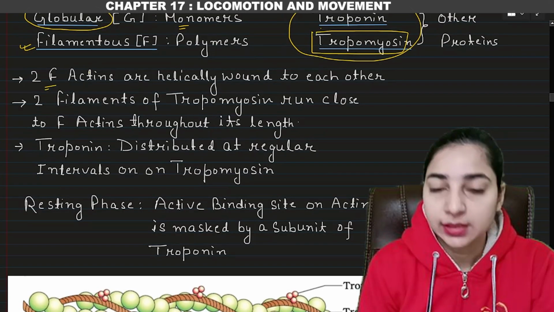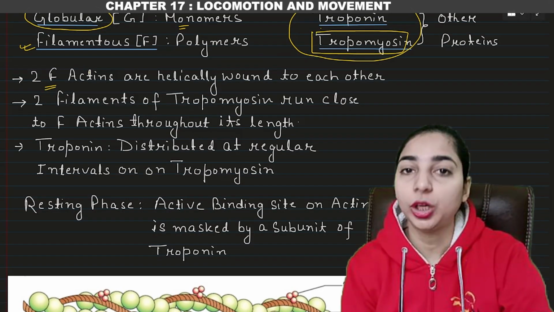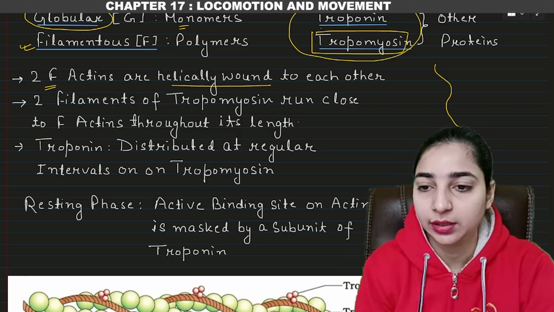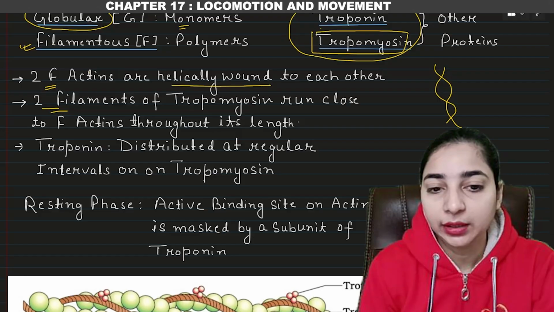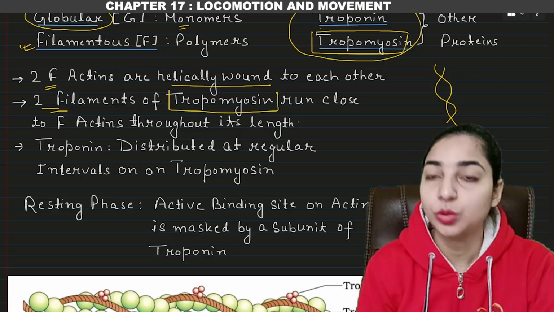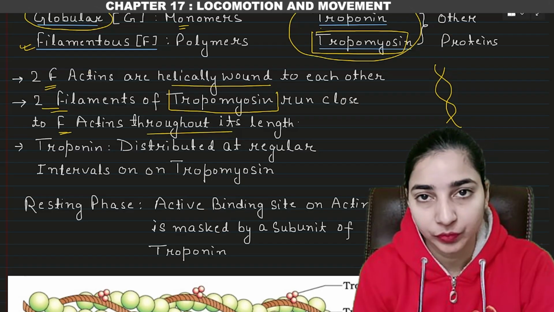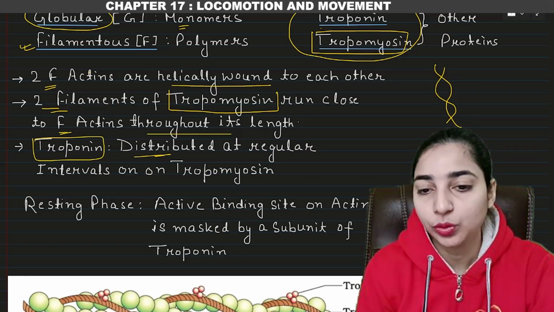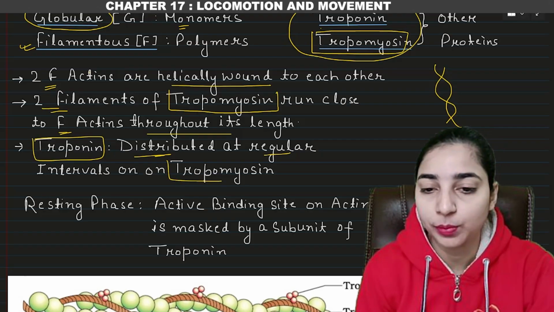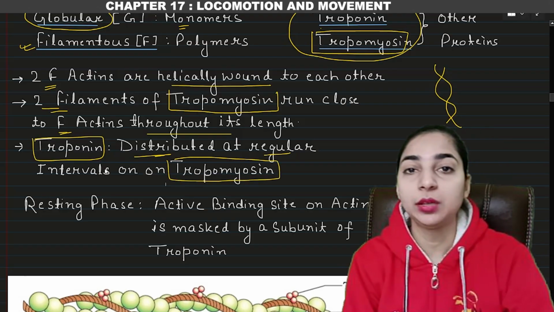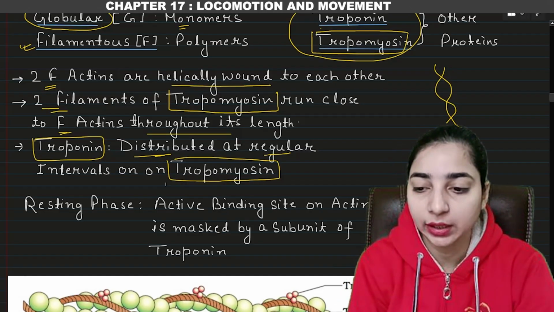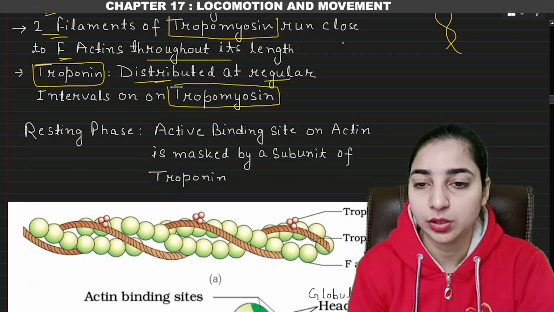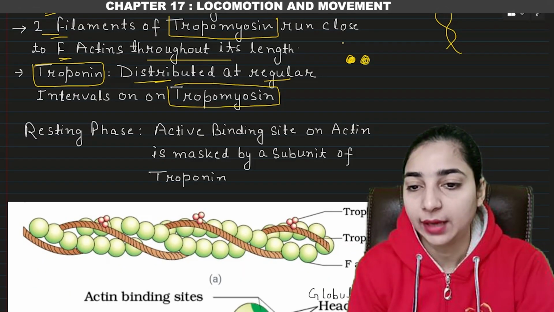So two F actins, that means the two filamentous actins, which are the polymers of the globular actins, are helically wound to each other like this, right? Then two filaments of tropomyosin run close to the F actins throughout its length. Okay. And troponin, what is troponin? It is another protein which is distributed at regular intervals on the tropomyosin. So these troponins will be present on the tropomyosin at regular intervals. And how many subunits of the troponin will be present at one place? 3 subunits. So 1, 2 and 3.